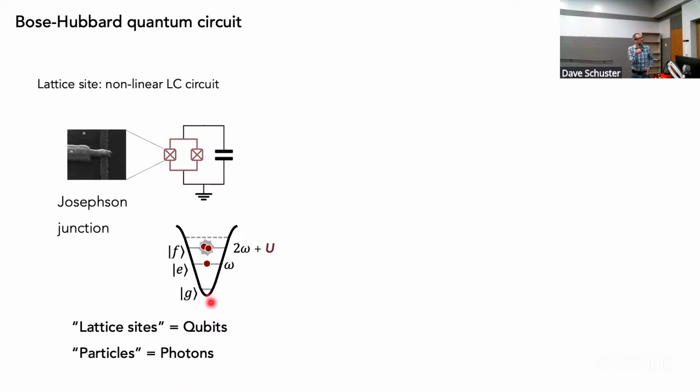So we think of the circuit as a box for photons, but when you put a second photon in there, it has a different energy. That's what an interaction means: if there's one there already, then putting in a second one costs some energy. There's another quirk here: I've drawn this in the canonical way where U is positive, but in our case U is negative. That doesn't matter much, but a few things are going to be flipped upside down because of it. I'll try to point it out.